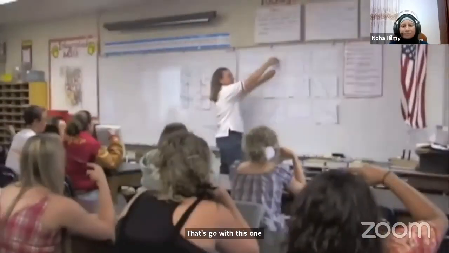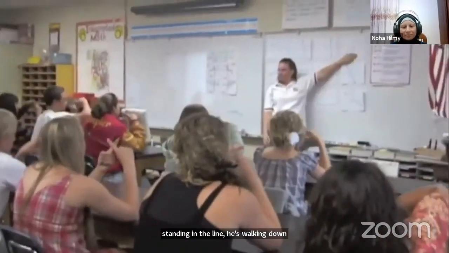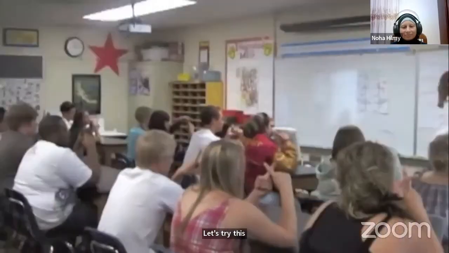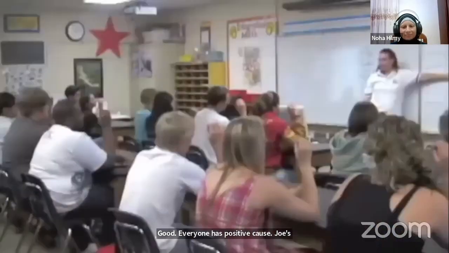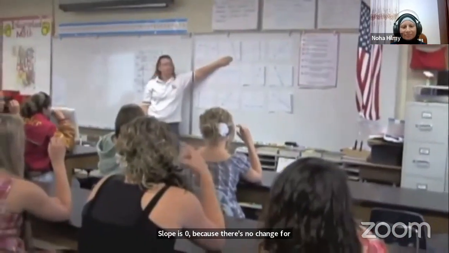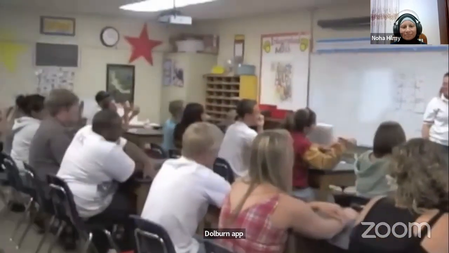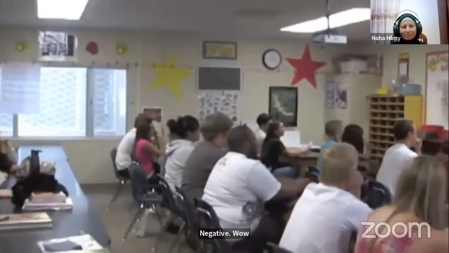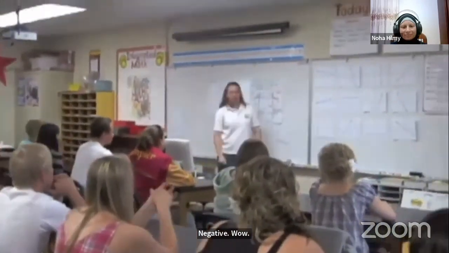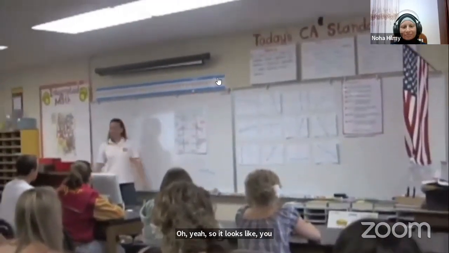You have negative, you're right, because imagine Joe standing on the line, he's walking down. Let's try this one. Good, everybody has positive because Joe's walking up. Slope is zero because there's no change for Joe, he doesn't go up or down. Negative. Excellent, I'm going to give you a point for that. Oh yeah. So it looks like you guys are understanding how to figure out what slope is.